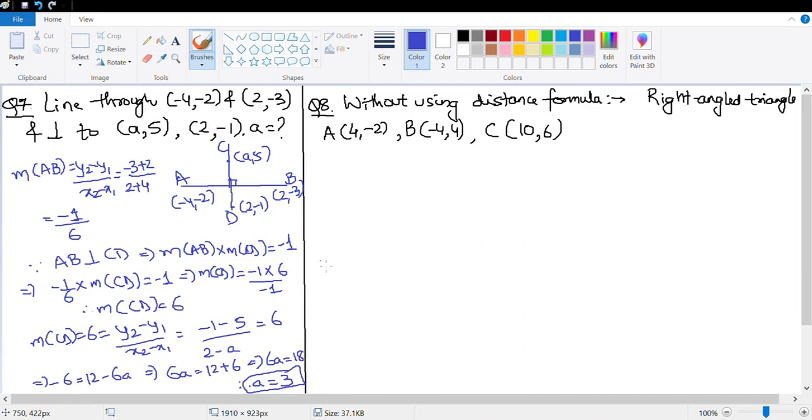Yeah, that's about it. What did we do? We first figured out the slope of AB. Since CD is perpendicular to AB, the multiplication of their slopes gives me -1, and that's how we moved on.